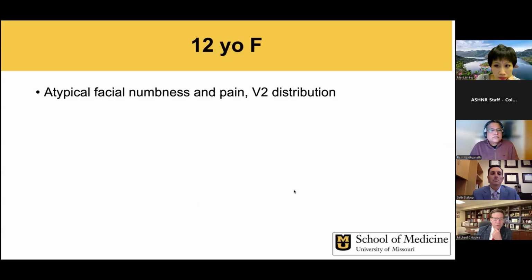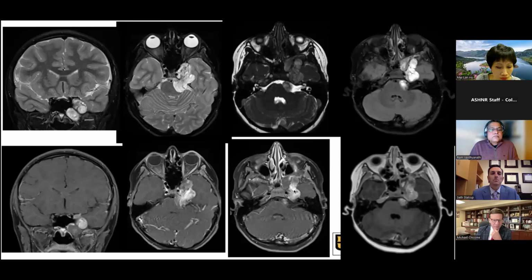A young girl, 12 years old, with facial pain, particularly in the V2 distribution. And the imaging there, Dr. Ho, if you can give us an overview. Yeah, so we've got some coronal images on that left side, and you can see some expansile masses, which are in the expected regions of the foramen rotundum and Vidian canal.